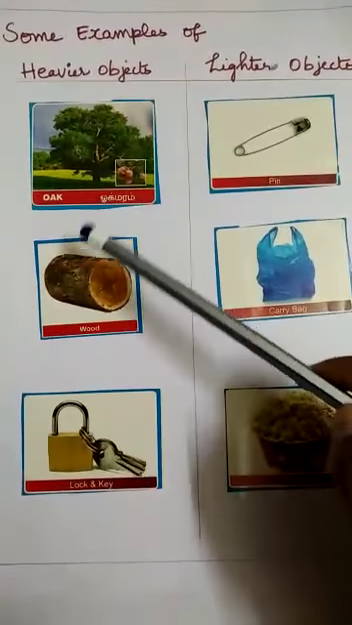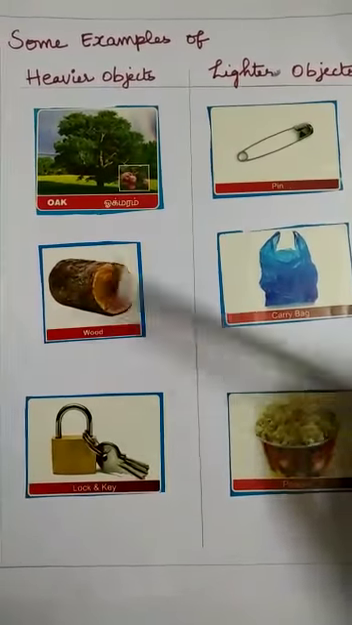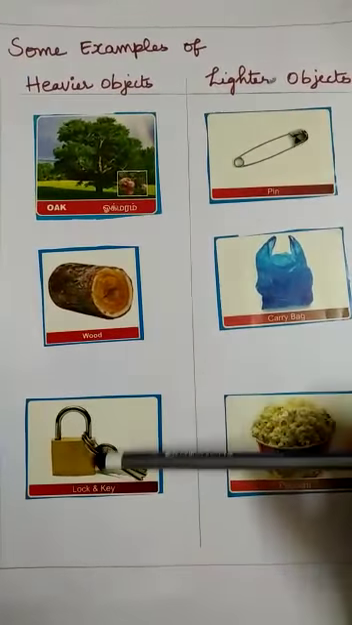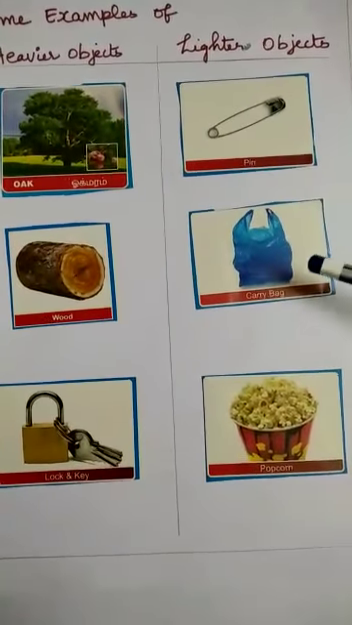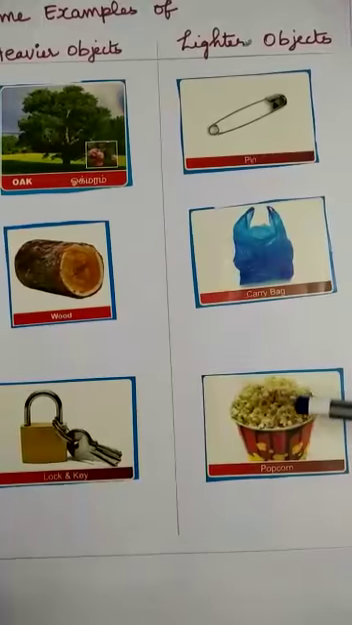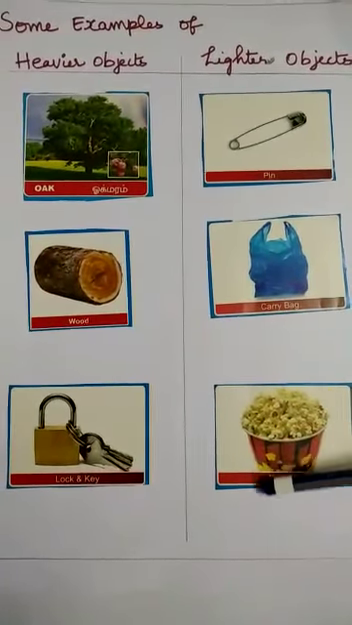Tree, wood, lock and key. These are heavier objects. Safety pin, carry bag, popcorn. These are lighter objects.